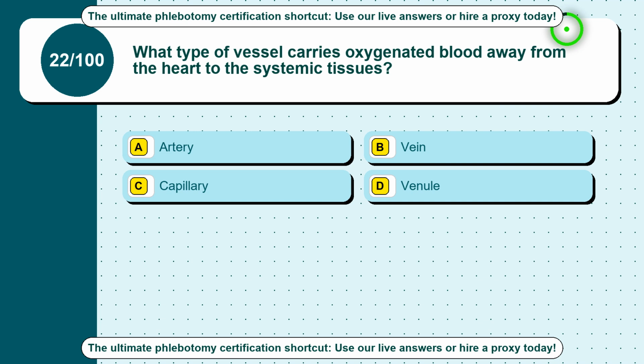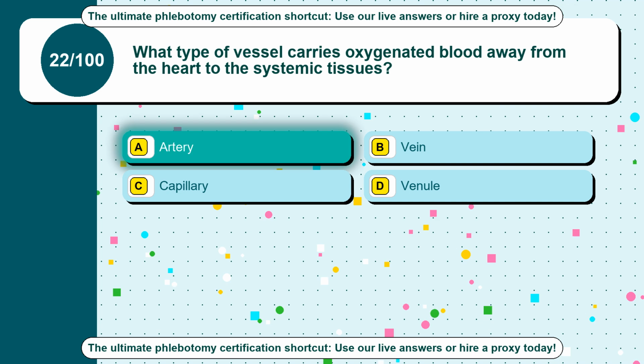Question 22. What type of vessel carries oxygenated blood away from the heart to the systemic tissues? Option A, artery. Option B, vein. Option C, capillary. Option D, venule. The correct answer is option A, artery.